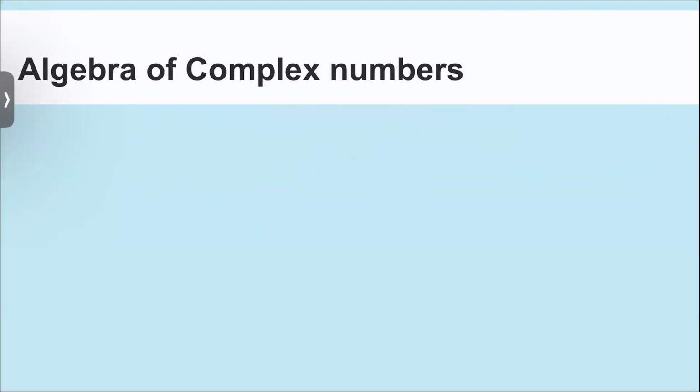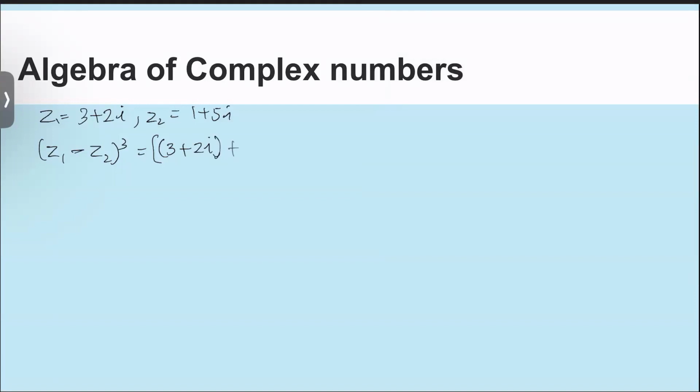plus ib. And now, if we have to find z1 minus z2 the whole cube, suppose z1 is, we take different numbers now, 3 plus 2i, and z2 is equal to 1 plus 5i. So you directly substitute the values of z1 and z2: 3 plus 2i, the whole cube, minus 1 plus 5i, the whole cube.